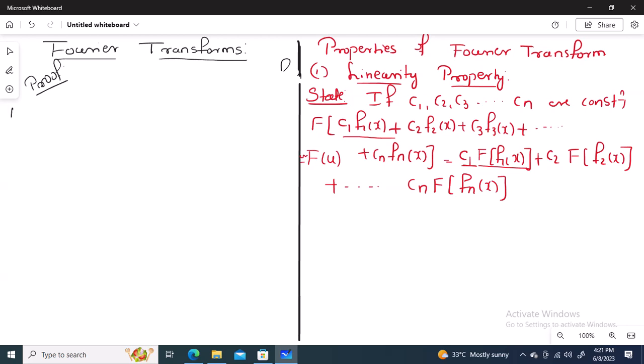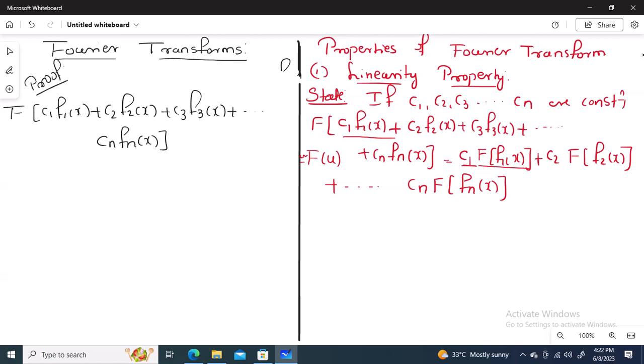What have they given? F of c1 into f1 of x plus c2 into f2 of x plus c3 into f3 of x, etc., cn into fn of x. Okay, so this is our left hand side. From this we have to prove the right hand side.